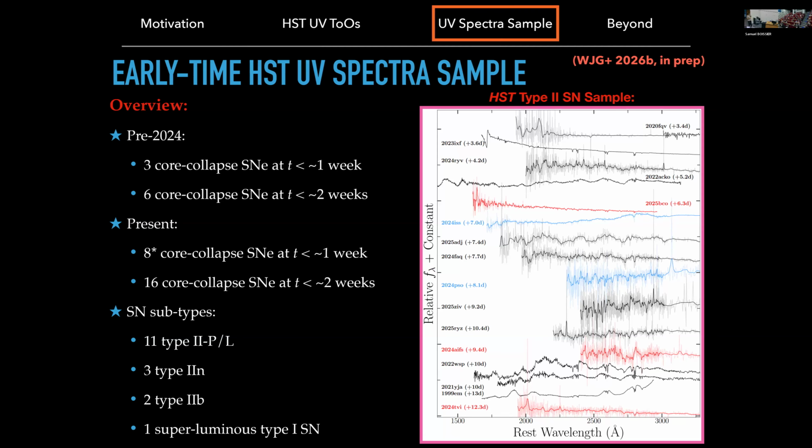So pre-2024, before we started this Flexible Thursdays initiative and had 2 cycles going to try to obtain UV spectra, there were only approximately 3 core collapse supernovae with spectra at less than a week and only 6 with UV spectra at less than 2 weeks. We then increased that by more than a factor of 3, within 1 week and 2 weeks. And we have a number of subtypes that we explored with this program. I'm not going to talk about all of them, but if you're interested in the UV spectra of your favorite core collapse supernova, come chat with me, and we can look at more of the specifics.